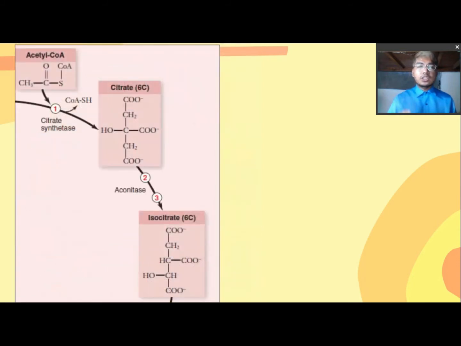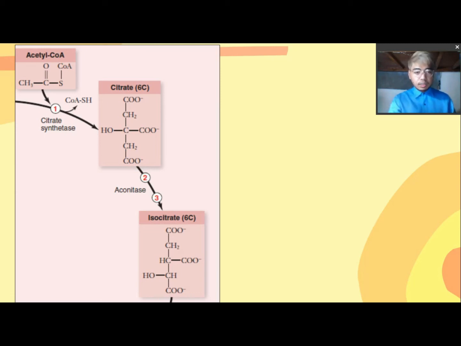Oxaloacetate will attach itself to acetyl-CoA with the enzyme known as citrate synthetase. The enzyme citrate synthetase will attach acetyl-CoA with the oxaloacetate, and the coenzyme A will be released to create the very first 6-carbon compound present in the Krebs cycle, known as the citrate or citric acid. Okay? Citric acid is the very first 6-carbon compound evident in the Krebs cycle. It is just the combination of acetyl-CoA plus oxaloacetate, done by the citrate synthetase.